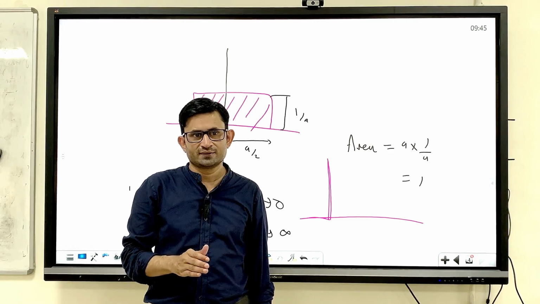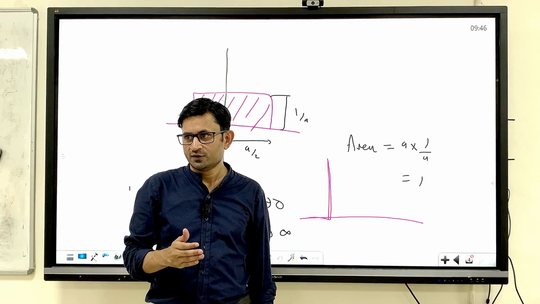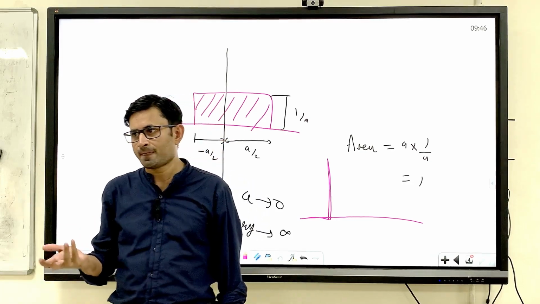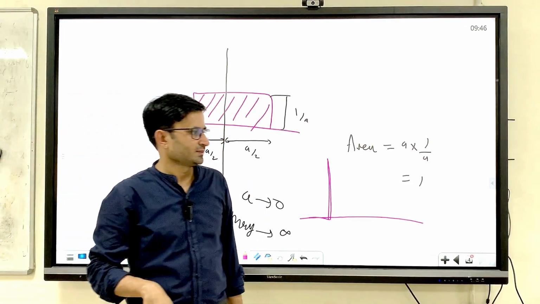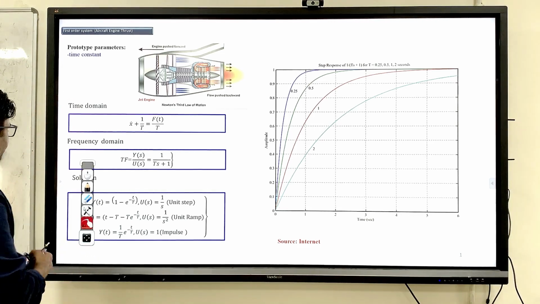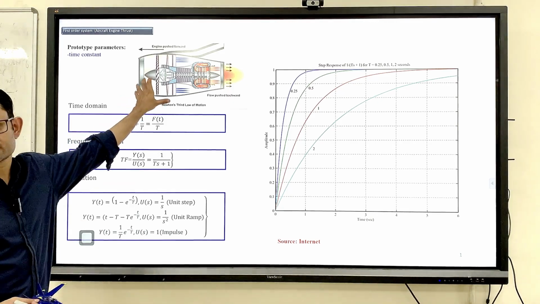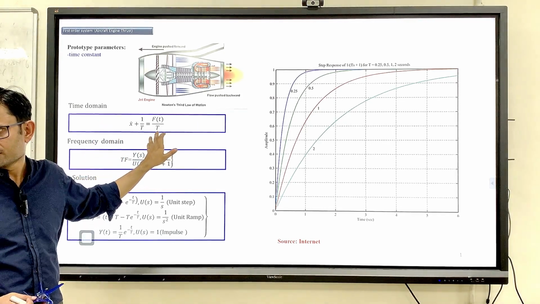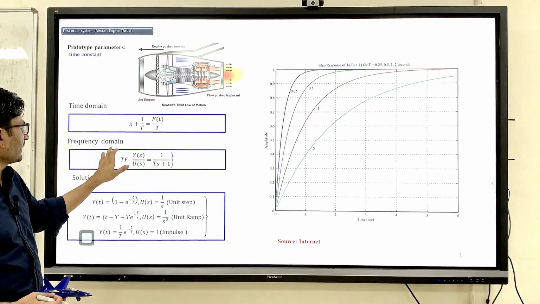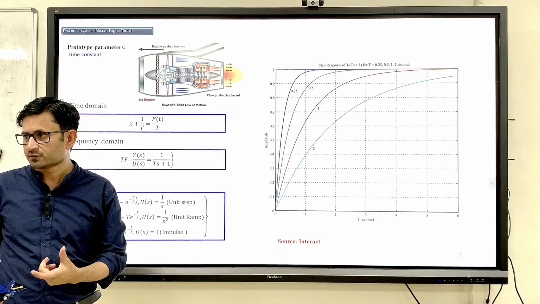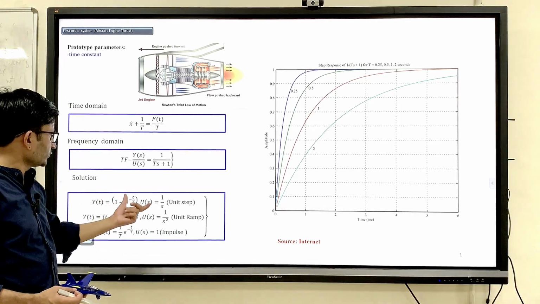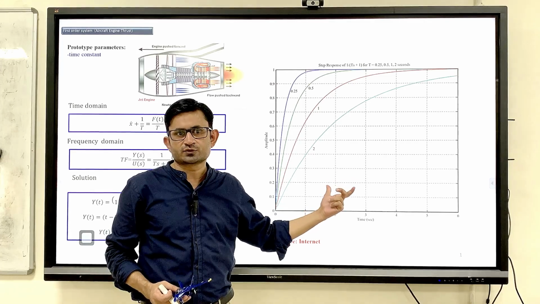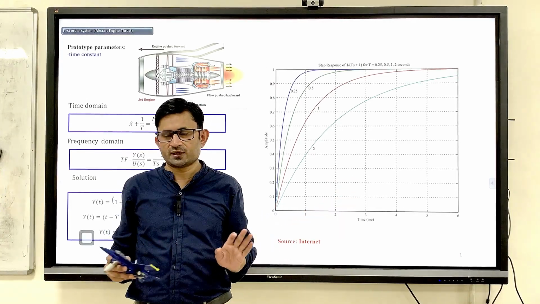So in the exam it can come that a transfer function is given and any input can be given, unit step, unit ramp or unit impulse, and you have to find the solution for that. Now I have tried to relate the first order system with a realistic example. In the time domain I have given the definition, then converted to the frequency domain and shown you the derivation, how this solution comes, and the significance of this graph. So first order system is clear.